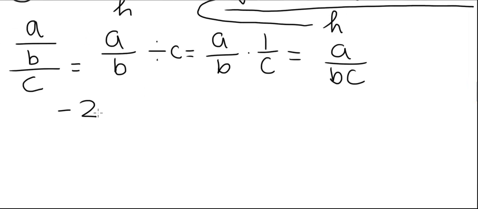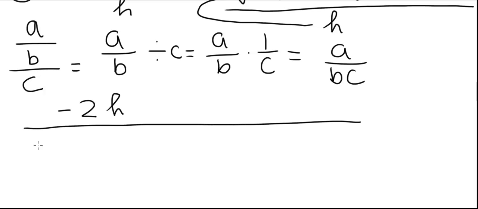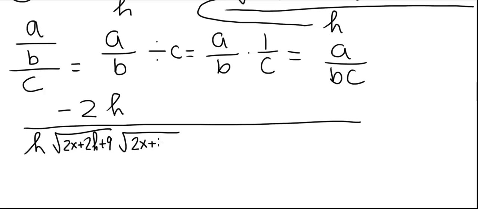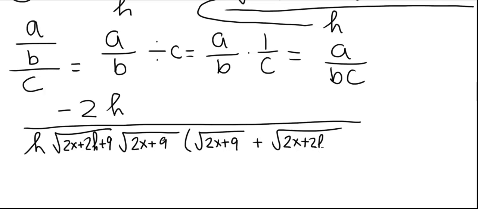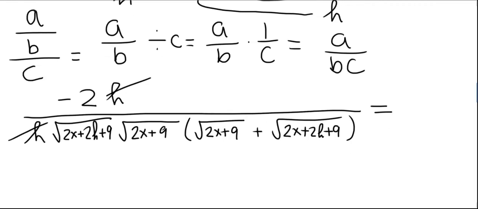So this is minus 2h divided by h times square root of 2x plus 2h plus 9 times square root of 2x plus 9, and then the sum, square root of 2x plus 9 plus square root of 2x plus 2h plus 9. And we can now cancel the h's, and this gives us the end of step 3. That's the key step. Canceling the h's is what we wanted.